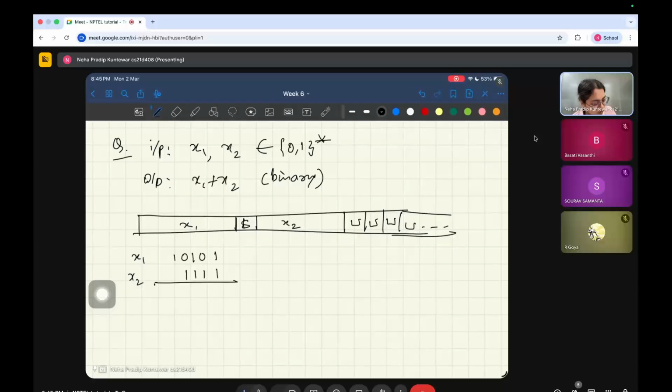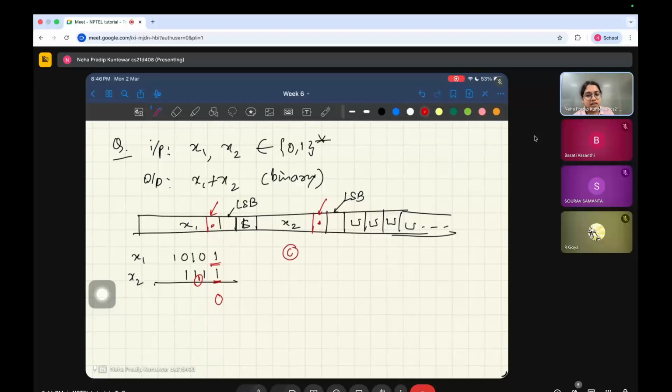You first look at the LSBs of both the inputs. If both of them are 1, then your LSB is going to be 0, and then you carry over a 1. Then you're going to look at this bit of x1 and the second least significant bit of x2. Look at these two values, sum them together. The bitwise sum is something that you know how to do. And then look at the carry bit.